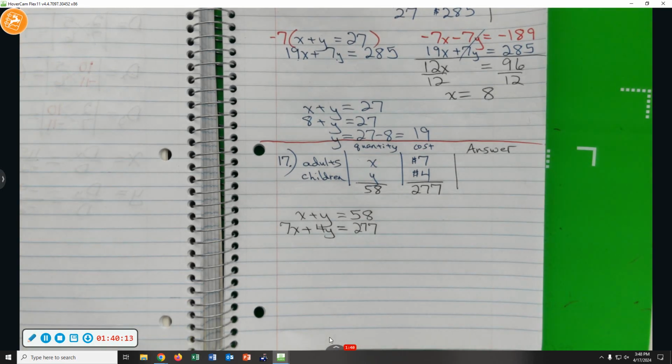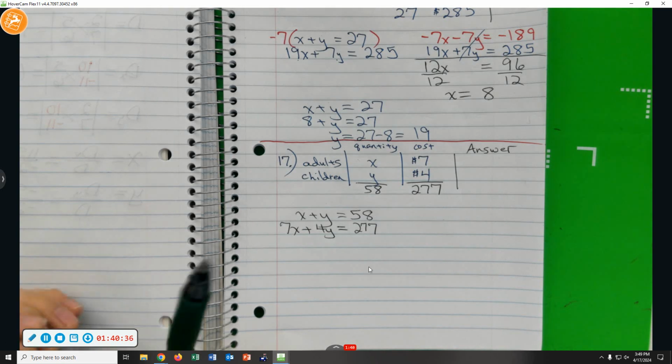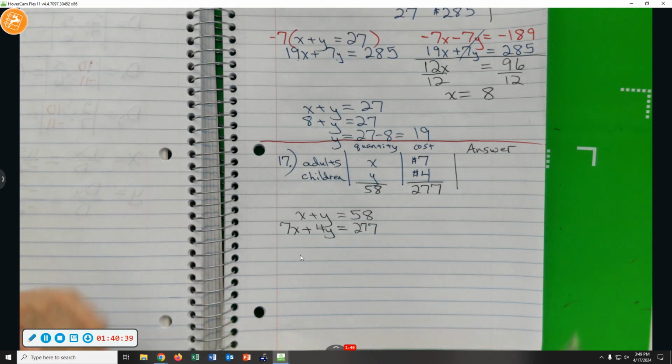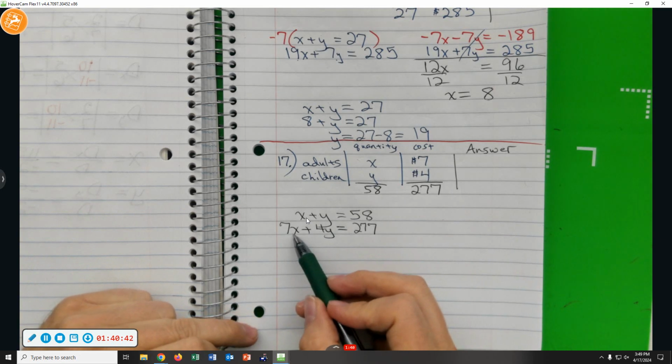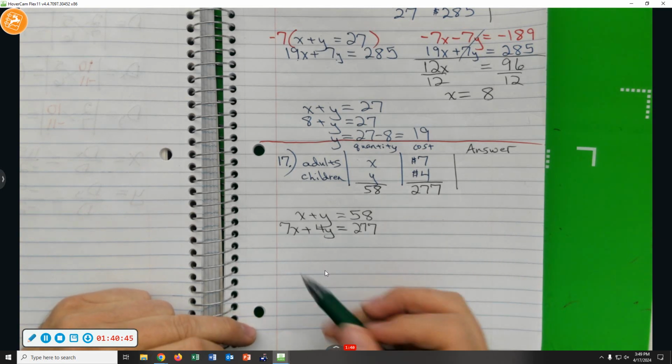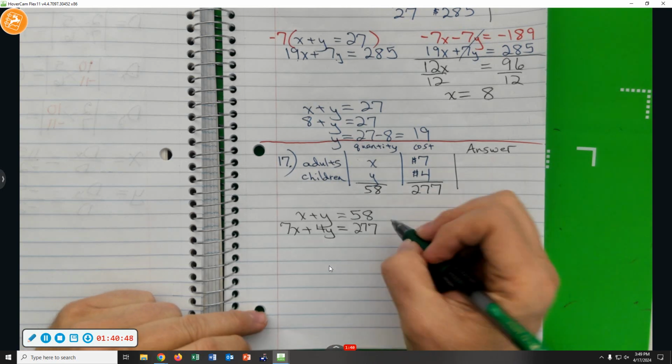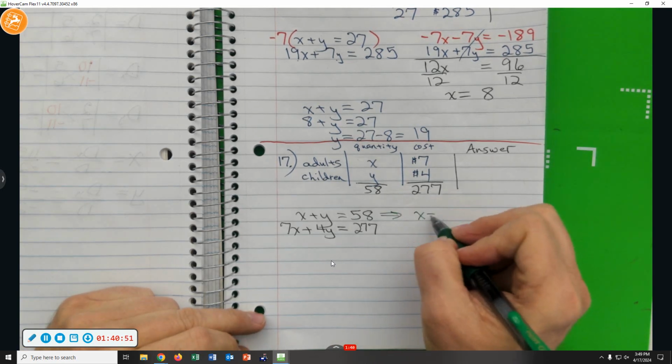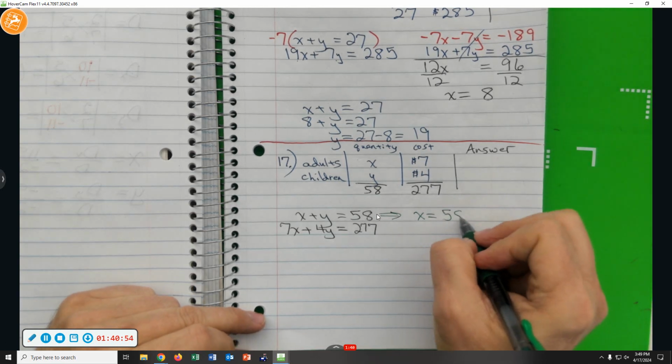What method do y'all want to use? Elimination, substitution, or Cramer's rule? Okay, let's use substitution. Which variable are you going to solve for? You need a variable by itself, either X or Y. I solve for X first, in the first equation. I agree. You wouldn't want to solve for X in the second, because then you might wind up with a messy fraction when you divide by 7. So solving for X, we'll have 58 minus Y.